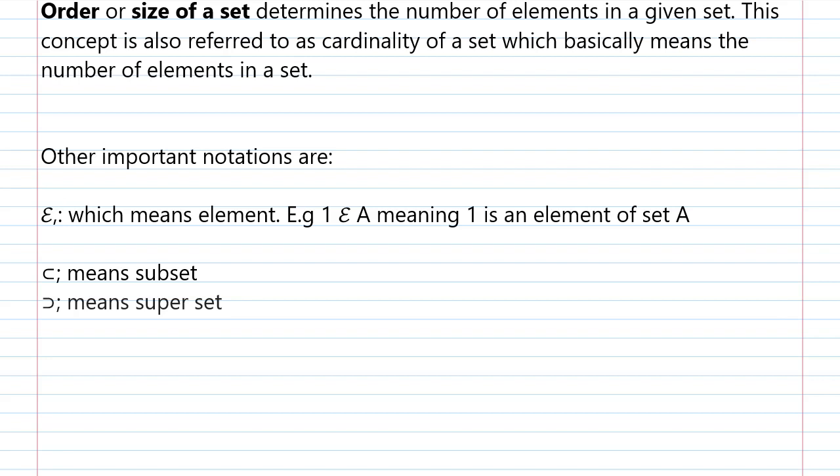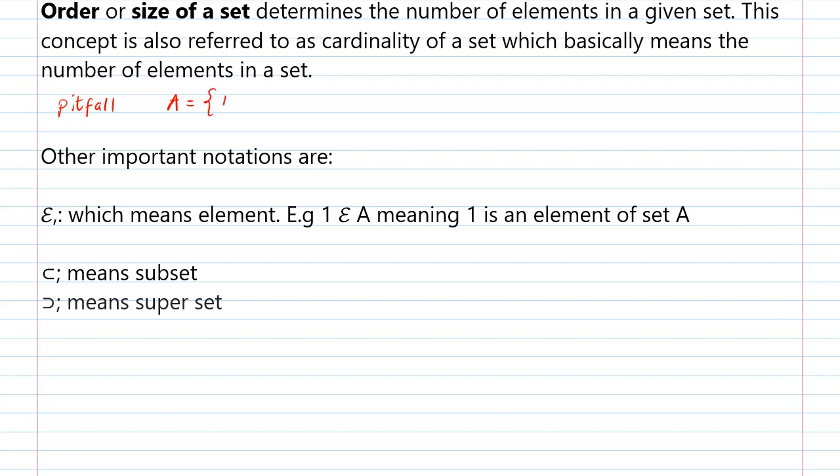This now takes us to what is known as the order or size of a set. The size of a set determines the number of elements in a given set. This concept is also known as the cardinality of a set, which basically means the number of elements in a set. So this concept should not be confused with the arrangement of a given set. As we saw in the previous example, I'm writing this in red because it's a pitfall. Many students tend to confuse these two concepts.